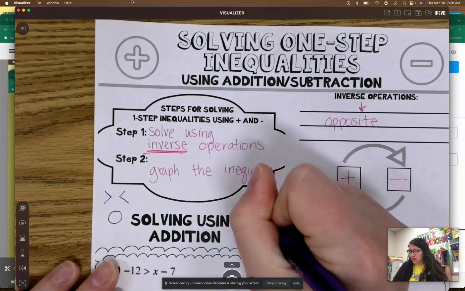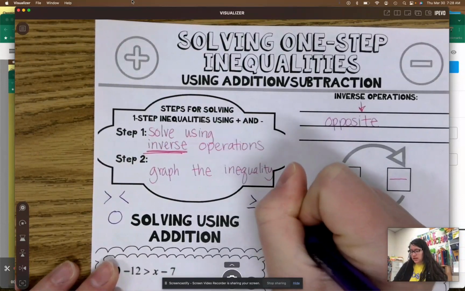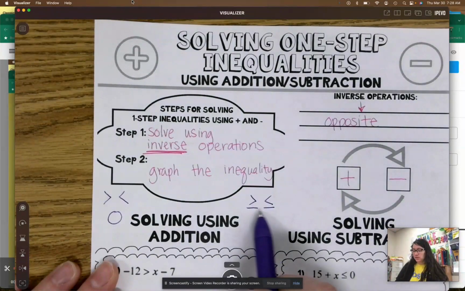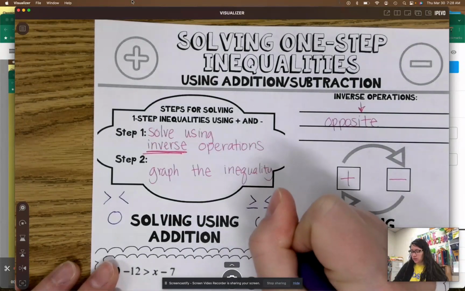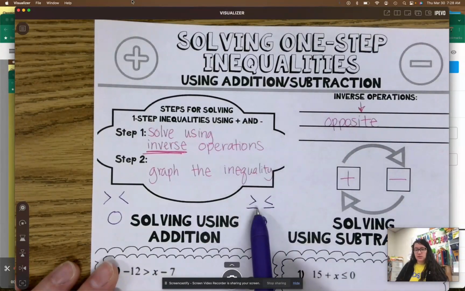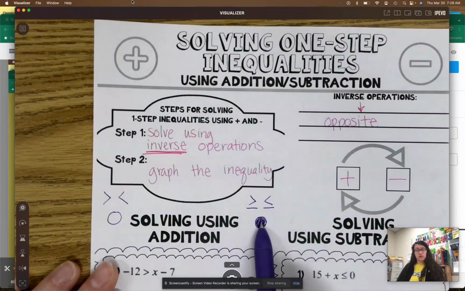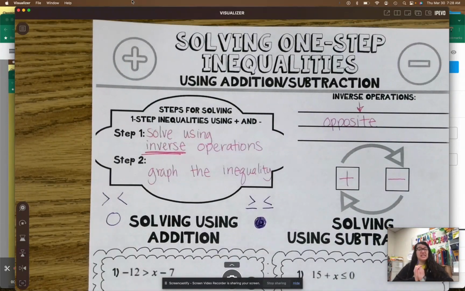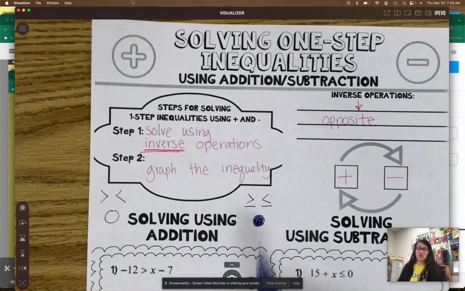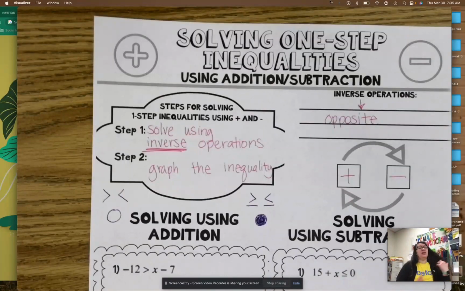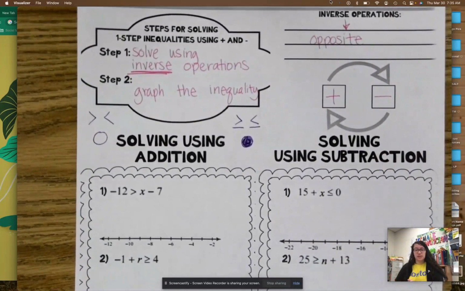Then if I have greater than or equal to, less than or equal to, if I have those lines underneath, I need to close my circle, showing that it could be that number exactly. I tell my classes, if I'm extra with the line, I got to be extra with my circle and I got to fill it in. So now we're going to go into actually solving and graphing these equations. We're going to do these examples together, and then you'll be able to try some on your own.